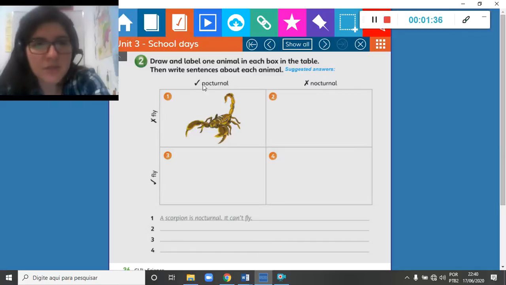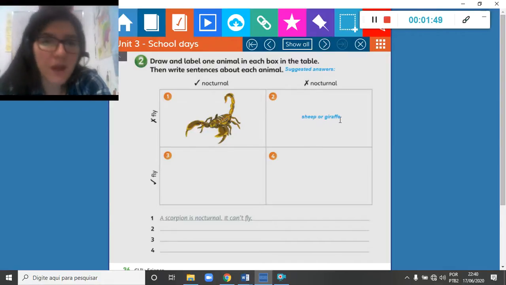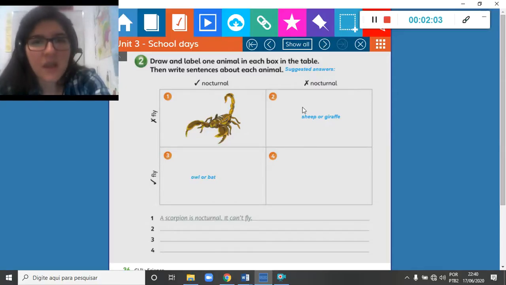Back to English. As you can see, nocturnal and can't fly is the scorpion. Now, it's not nocturnal and it can't fly: a sheep, a giraffe, okay? These are examples. Nocturnal and can fly: an owl or a bat, okay? Not nocturnal but can fly: you can talk about a duck or a butterfly.